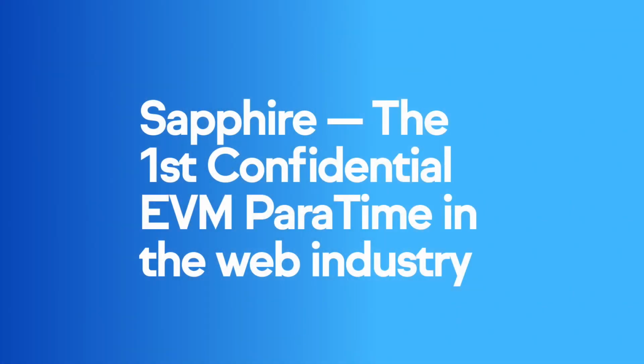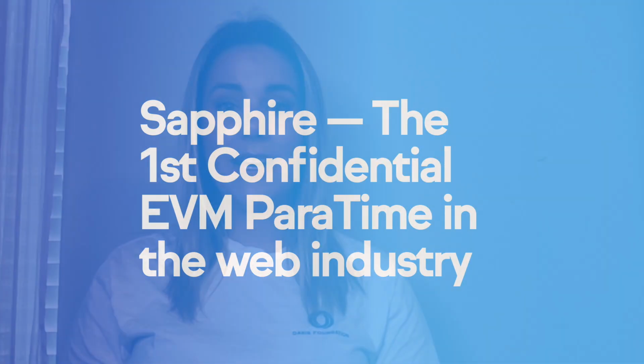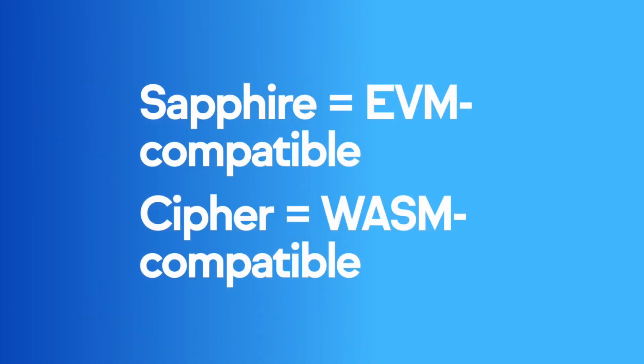Last is Sapphire. Sapphire is the first confidential EVM runtime in the Web3 industry. It combines Emerald's scalability, throughput, lower fees, and cross-chain interoperability with Cipher's robust privacy-enabled smart contracts, making it our most exciting and innovative ParaTime by far. Both Sapphire and Cipher enable privacy, but the key difference between Sapphire and Cipher is the developer environments. Sapphire is EVM compatible, while Cipher is WASM compatible.